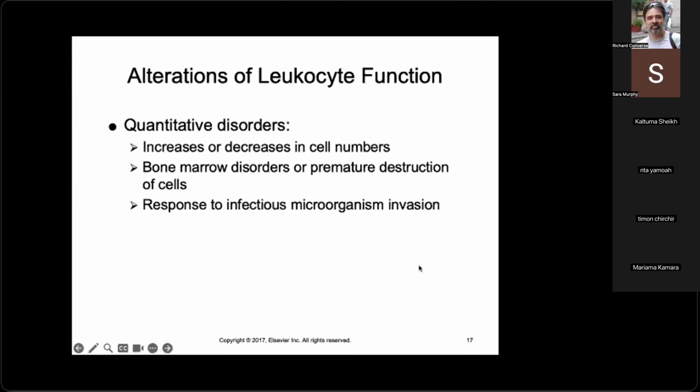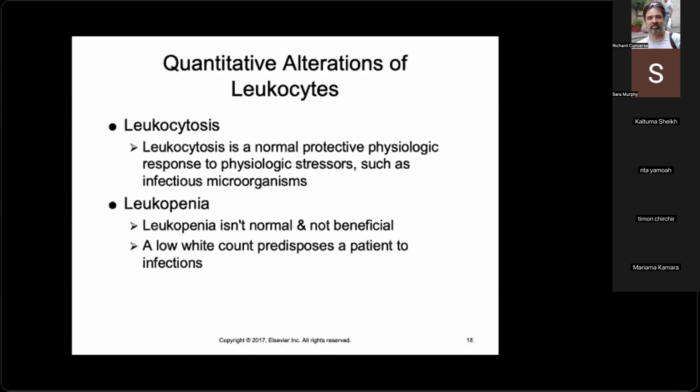Alterations of leukocyte function. There are quantitative disorders, increases or decreases in cell number, bone marrow disorders or premature destruction of cells, and response to an infectious microbe getting into the marrow as well. All right. Leukocytosis: anytime you see cytosis, that means there's more than the average number of those cells in your system, right? It's a normal response when you have an infection. You want more white blood cells. It's abnormal if you don't have an infection, and can be an indication of something like leukemia.